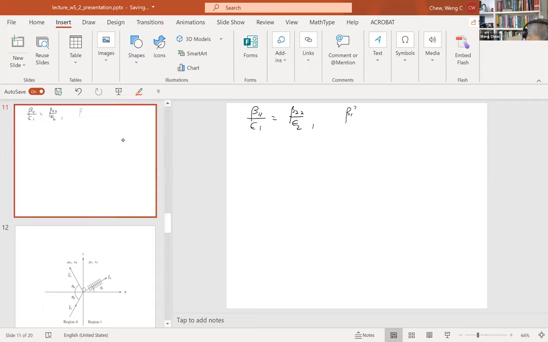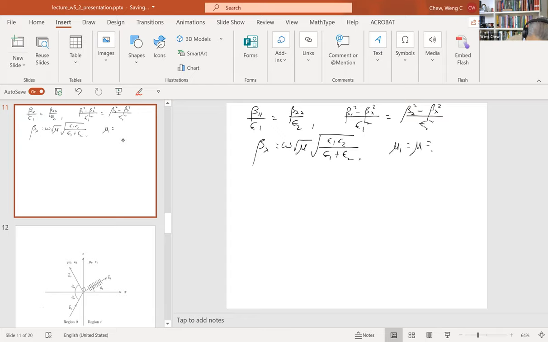You square the equation and get (beta 1 squared minus beta x squared) over epsilon 1 squared equal to (beta 2 squared minus beta x squared) over epsilon 2 squared. From this equation, you can solve for your beta x very easily. I will just go straight to the answer and not go through the detail with you, but I'm sure that you can do this at home. It's not too difficult. I'm going to assume that mu 1 equals mu 2, and you can find that this is your solution.